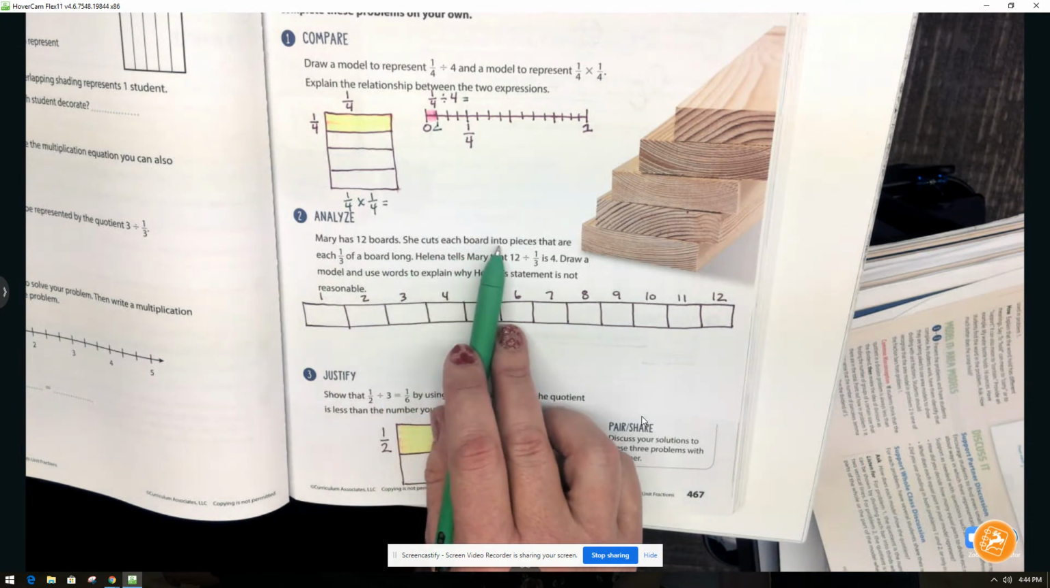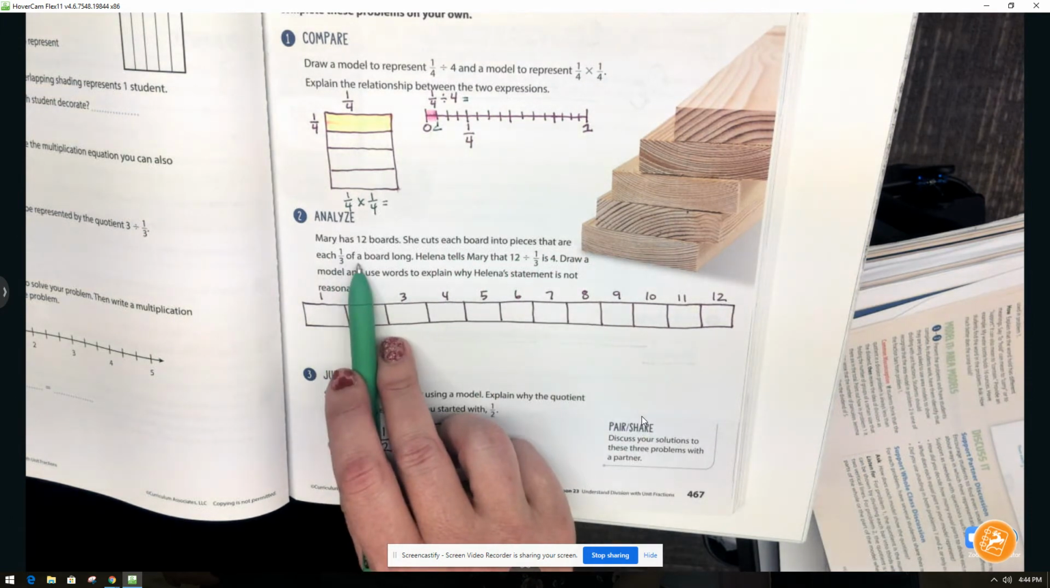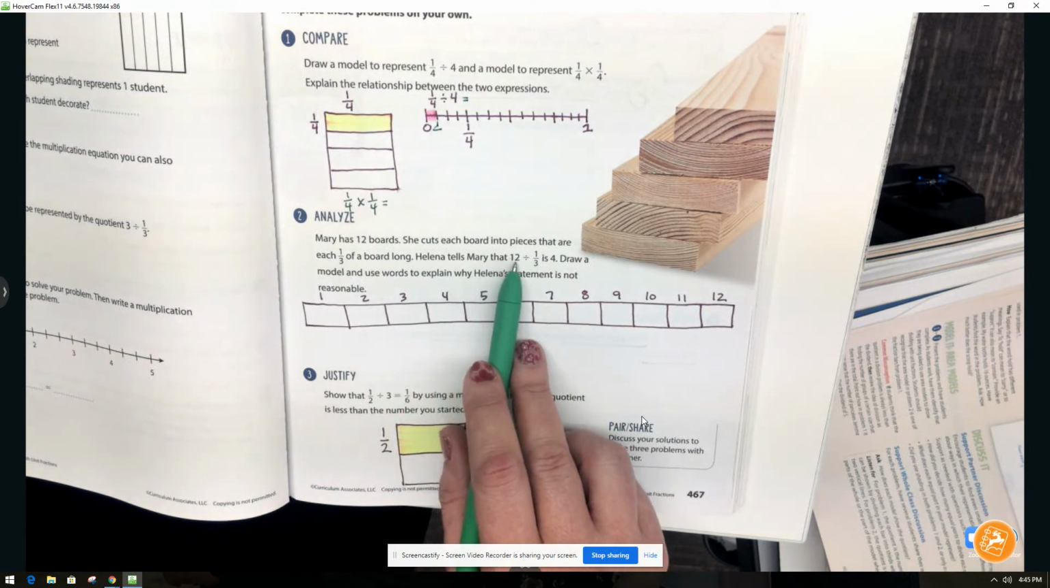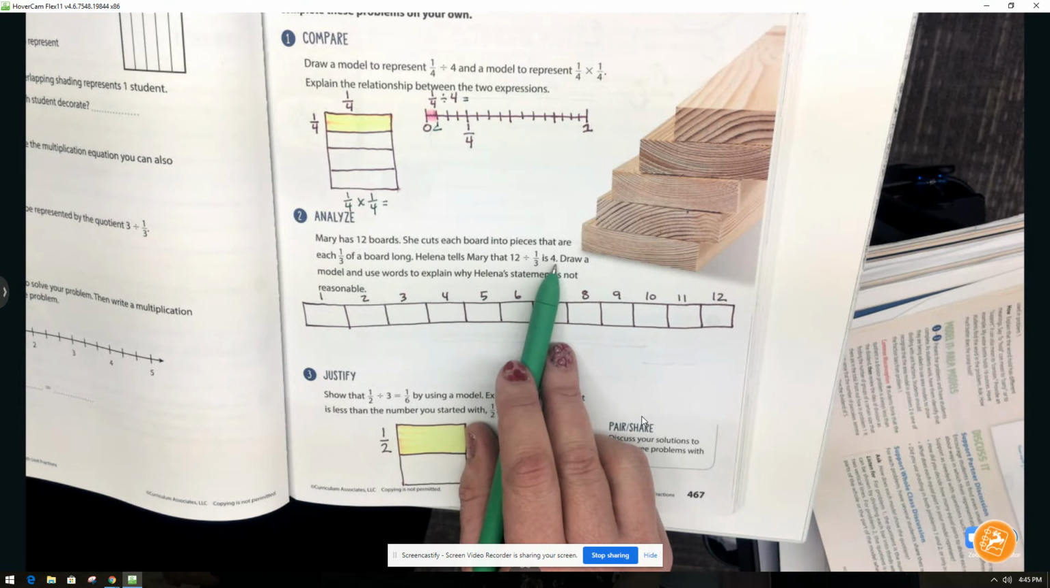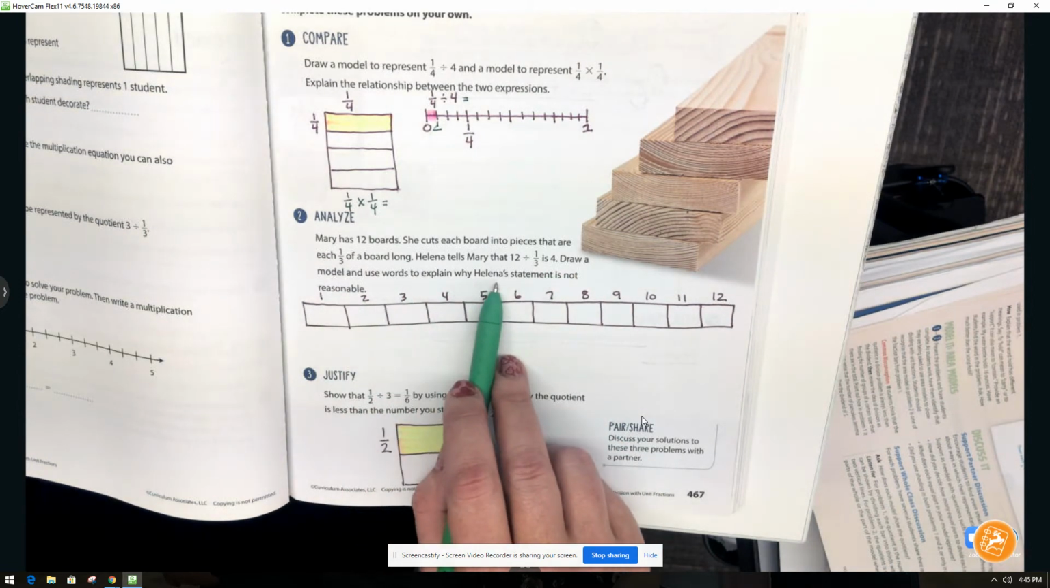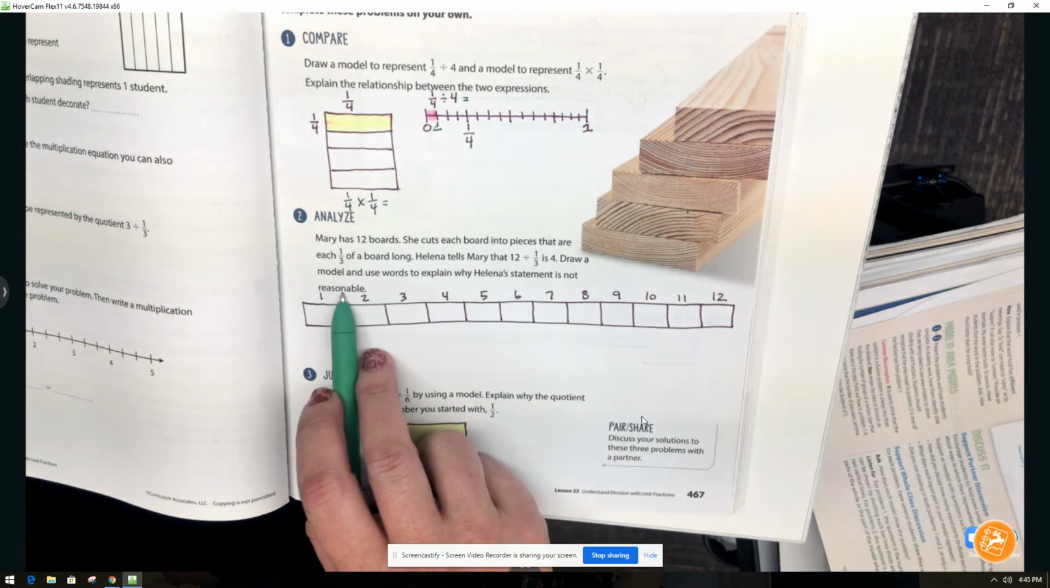She cuts each board into pieces that are each 1/3 of a board long. Helena tells Mary that 12 divided by 1/3 is 4. Draw a model and use words to explain why Helena's statement is not reasonable.